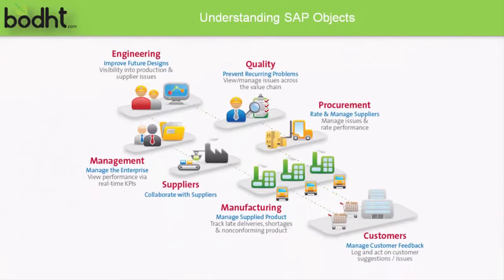To understand SAP objects, first of all we need to understand the structure of the enterprise. An enterprise may consist of many different departments, maybe engineering, manufacturing, quality, procurement and many more. Now, how do they run the business? What kind of IT systems would they have to manage this entire business?